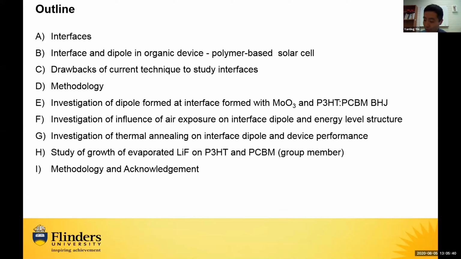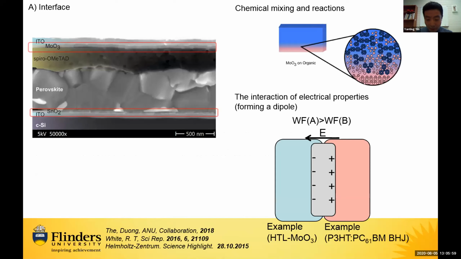Next, I will show a project made by my former colleague Natalia Sumo, based on lithium fluoride salt on the individual P3HT and PCBM, and then the methodology and acknowledgement. So the first thing I will talk about is a brief introduction to interfaces.